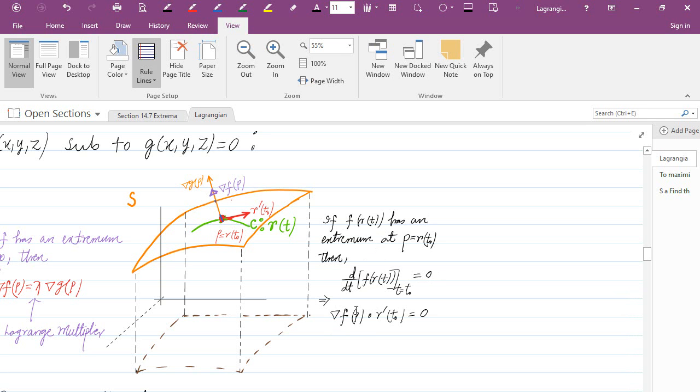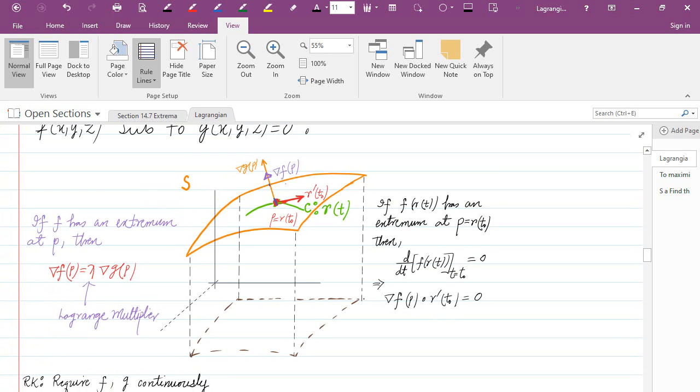And then we see that the gradient of f at P dot product with r prime of t would be 0. And because we are evaluating the derivative at t naught, we get the gradient of f at P dot product with r prime of t naught is equal to 0. And so if f has an extremum at P, then we see that the gradient of f at P is also perpendicular to the surface S at the point P.